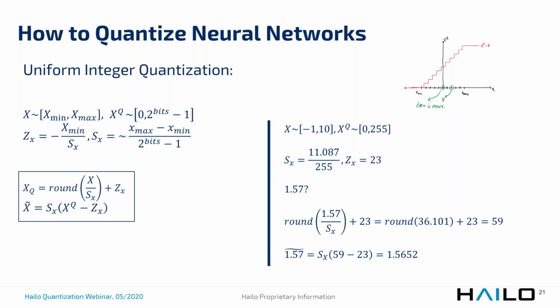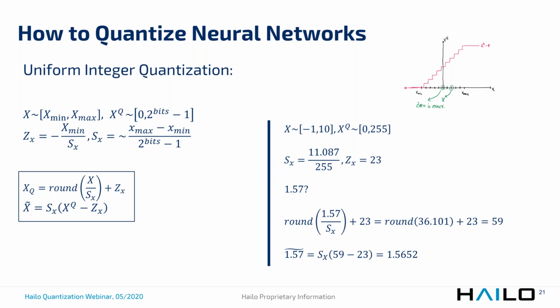So we have a scale, and the scale is the overall range of the numbers, which is 11, divided by 255. However, note that we're not representing 11 exactly, but 11.087. And the reason that we've extended the range just a bit is to make the 0 exactly representable. So we're always going to nudge the range just a bit to make the 0 representable. And then we have our shifting, which is 23. It's roughly 1/10 of the range.